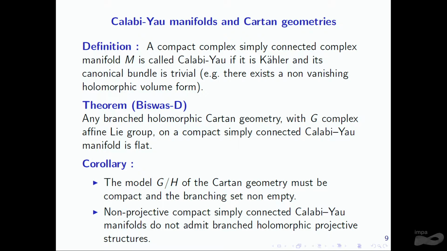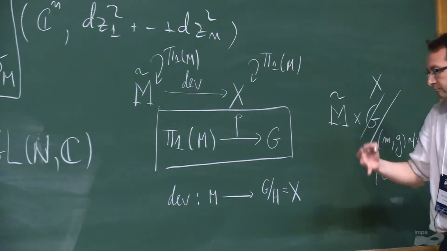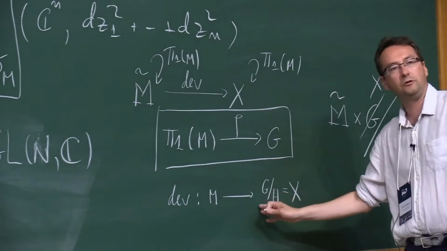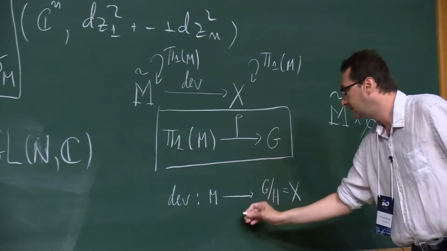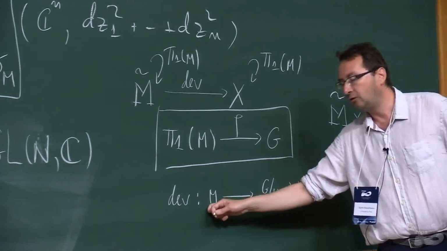I look to the last point of this slide. The last point of this slide says the following. You have this developing map going from your simply connected manifold into your G over H. This G over H must be a compact space. Now, first remark, this developing map is a local diffeomorphism on an open dense set. So you can pull back meromorphic functions from X to M.